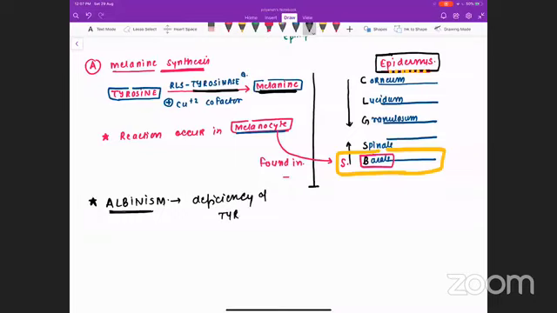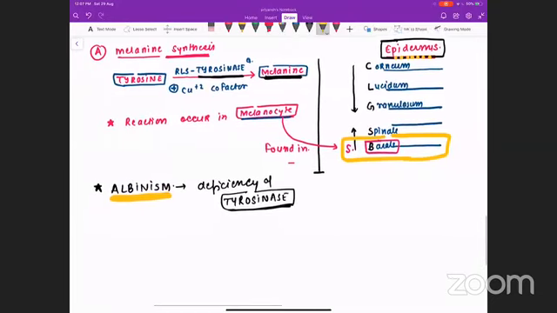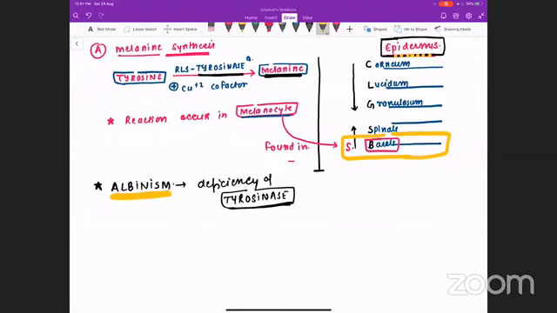So albinism is basically the deficiency of tyrosinase. See, tyrosinase is the rate limiting step for melanin synthesis. If tyrosinase is not there in the body, melanin will not be made. If there is no melanin, the body will be completely white. So that condition is called albinism. So deficiency of tyrosinase leads to albinism. This is the first special product of tyrosine.